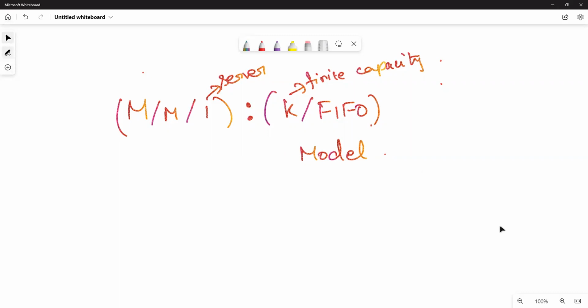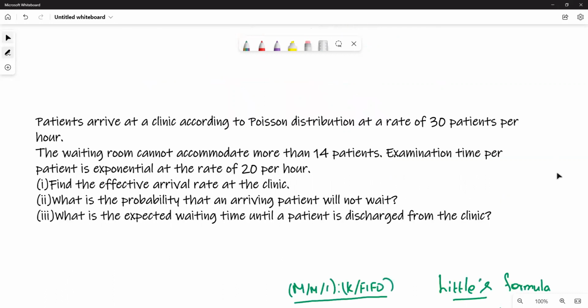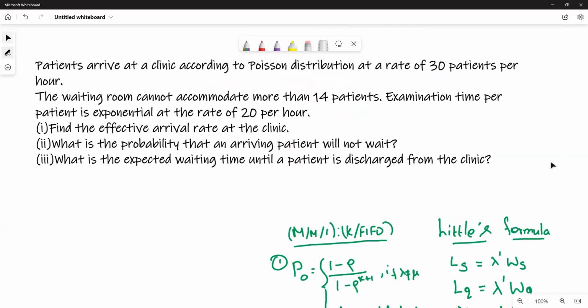So consider this problem. Patients arrive at a clinic according to a Poisson distribution at a rate of 30 patients per hour. So patients arrive at a clinic means there is a single server. A clinic denotes the server is 1. According to a Poisson distribution at the rate of 30 patients per hour.